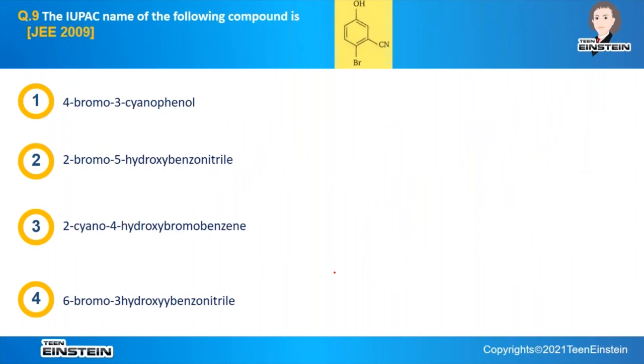The IUPAC name of the following compound is, here also they gave the benzene derivative. Here the cyanide group gets higher priority. So the numbering starts from this CN group. So number starts from here 1, this 2, this 3, 4, 5, here 6. So the IUPAC name of the compound is 2-bromo, 5-hydroxy.